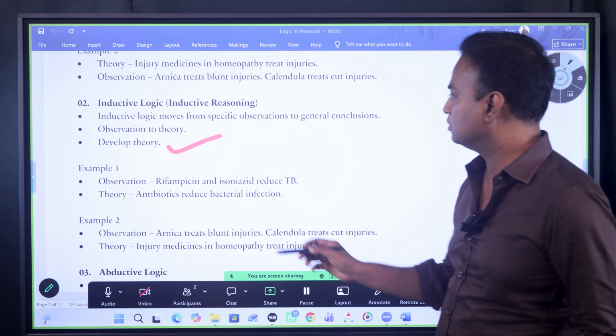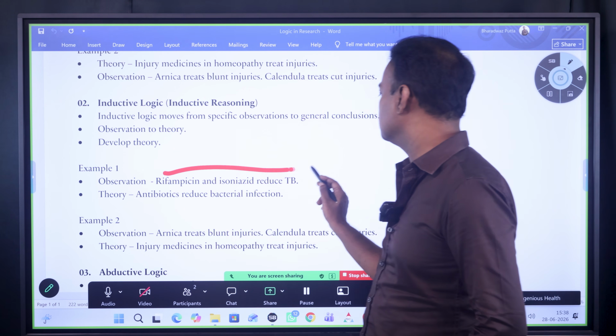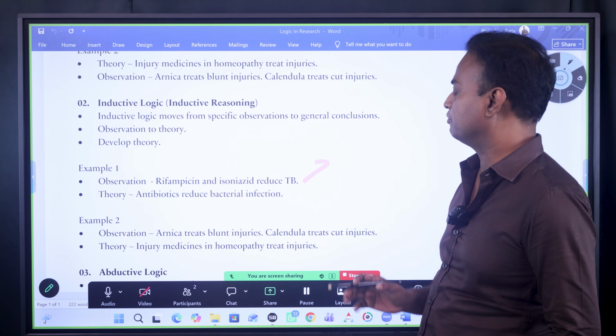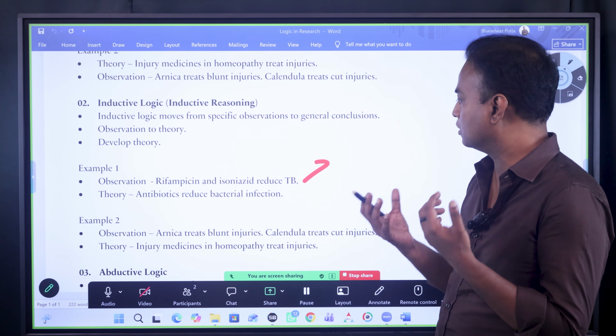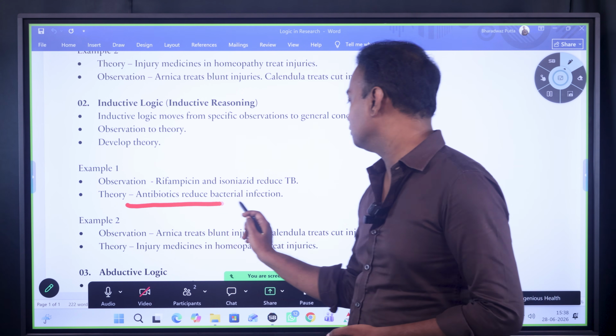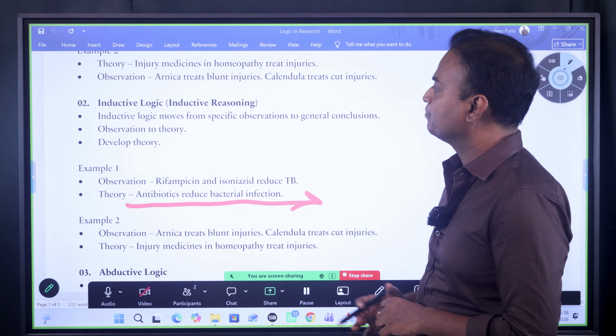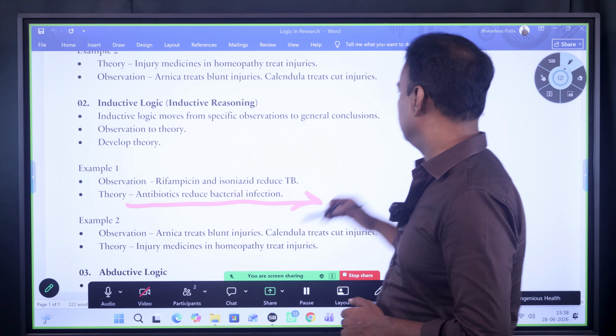First example is observation. Rifampicin reduces TB. This is the observation. Someone has tested that the antibiotic rifampicin reduces or kills the TB bacteria. Theory. What is the theory? Antibiotics reduce bacterial infection. This is the theory. Here we are moving from observation to theory.